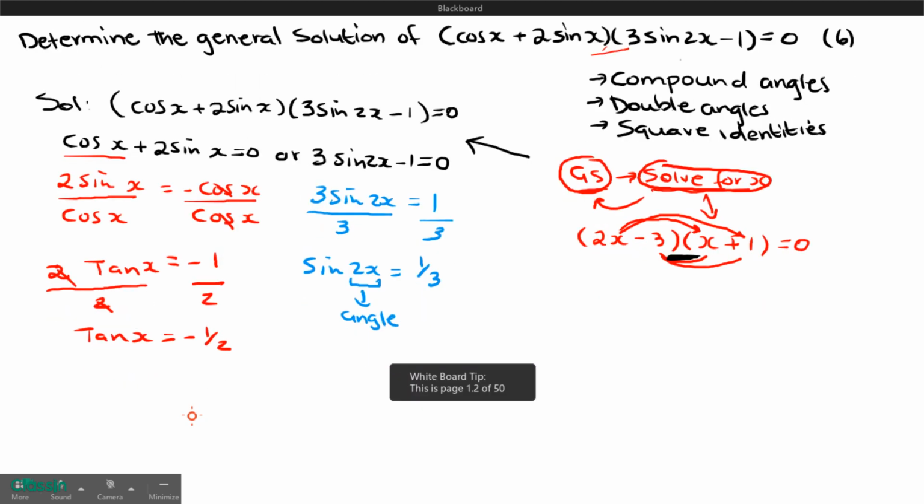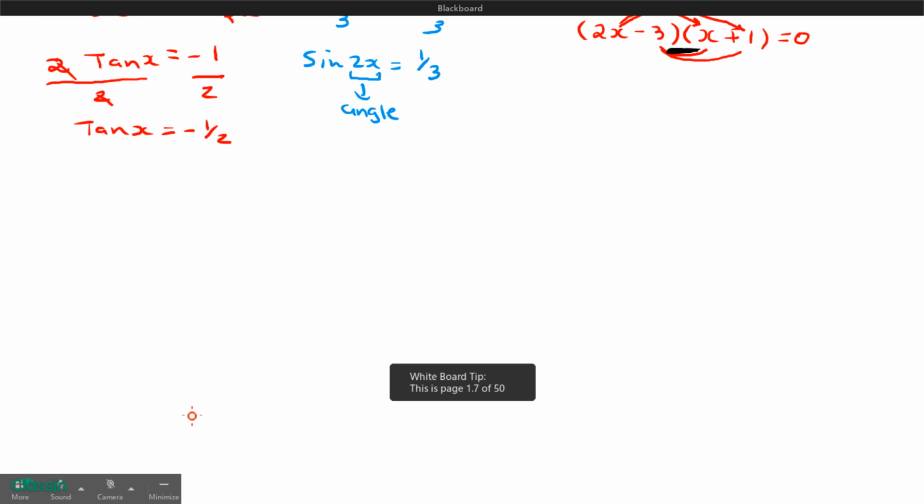So from there, it means that we can look for our solution. And remember we said that sin 2x equals 1/3. That is exactly what our solution will look like.